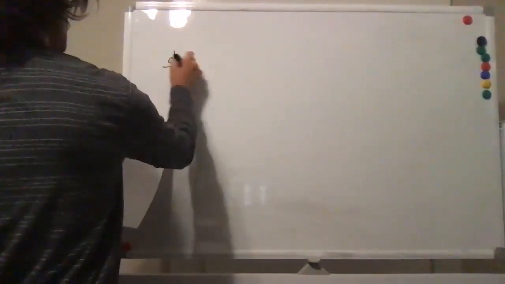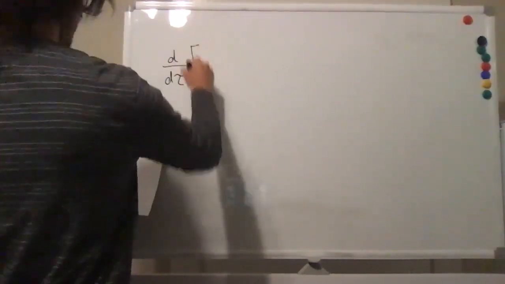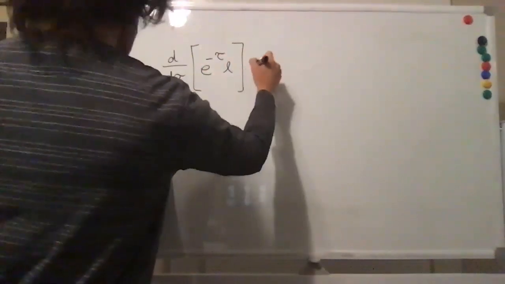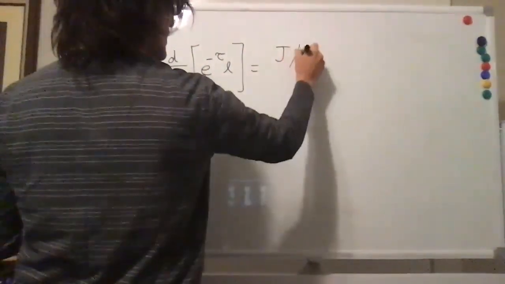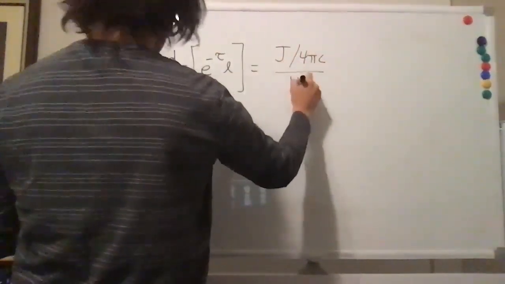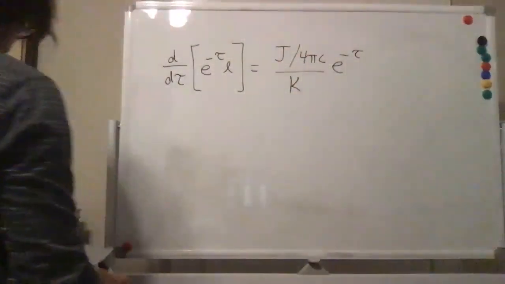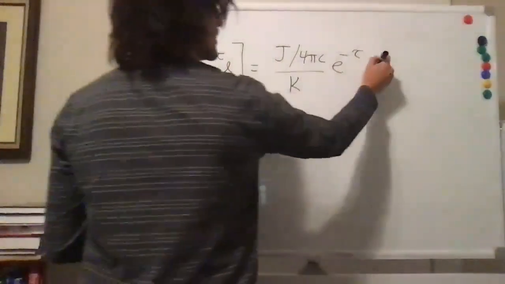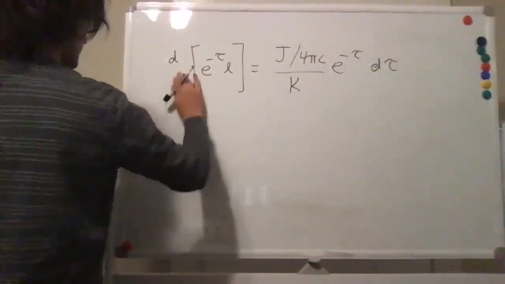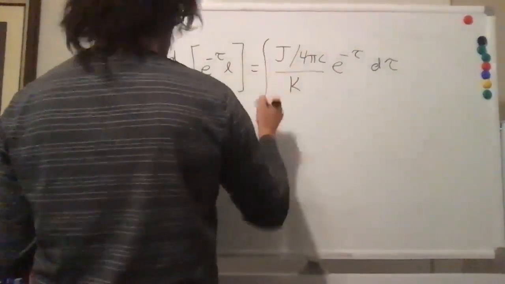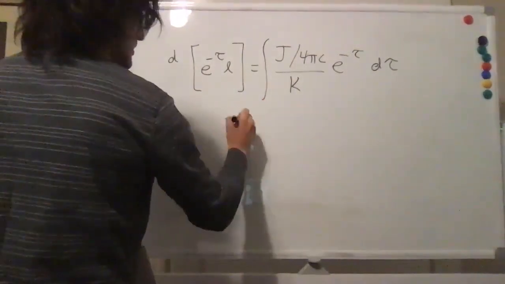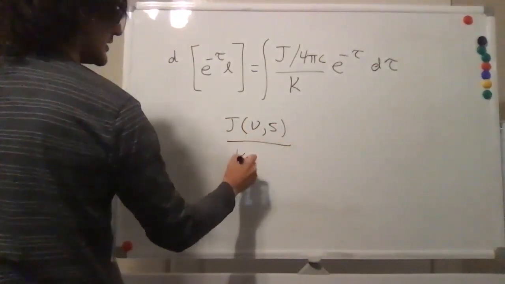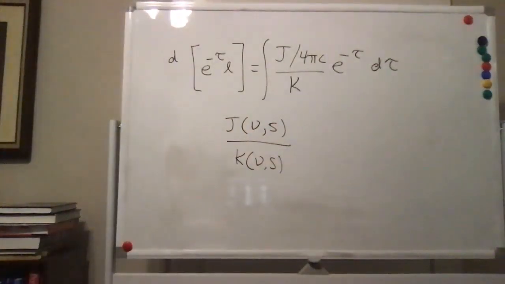So then, d tau, e to the negative tau L, we get that we can move this d tau over here. Take the integral. And so J is a function of frequency and position, and K is also a function of the frequency and position.